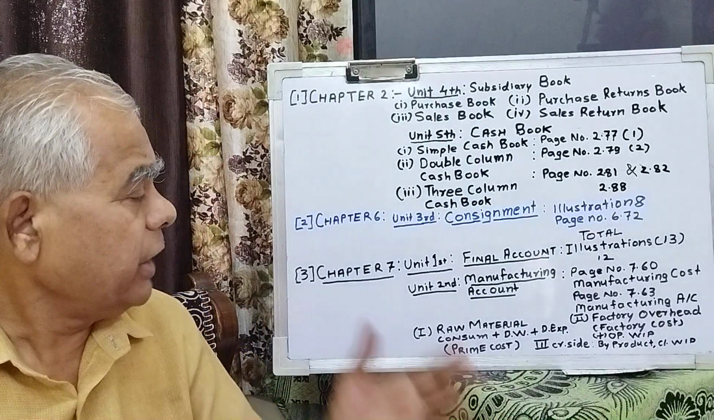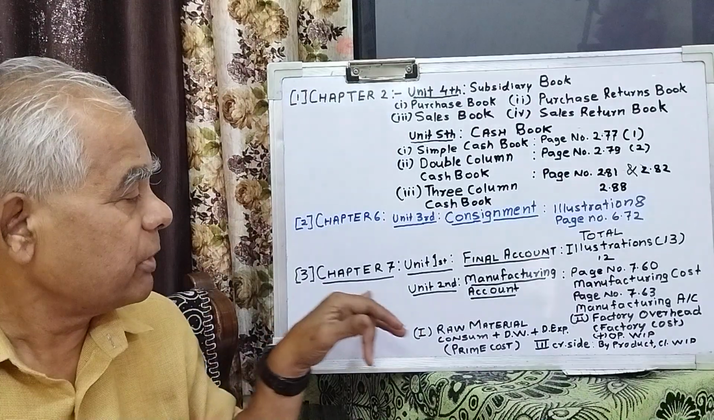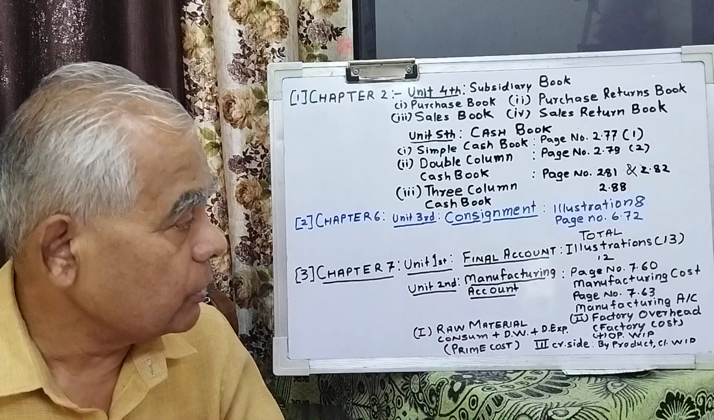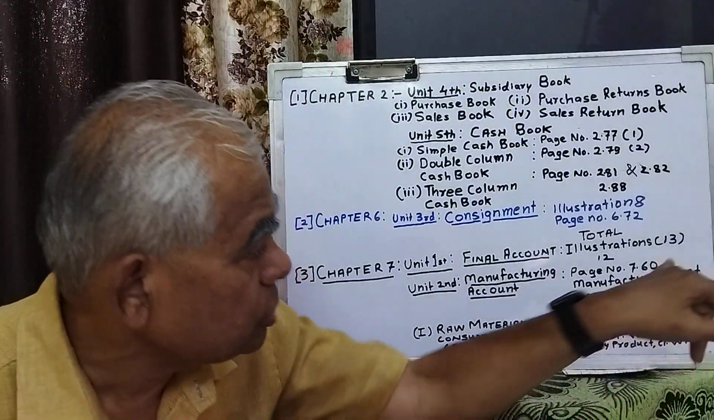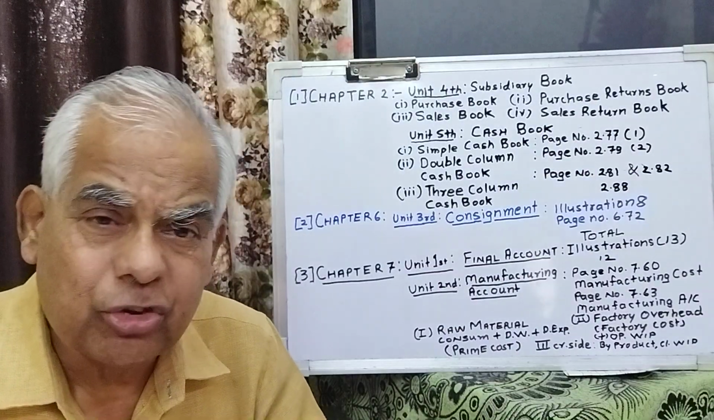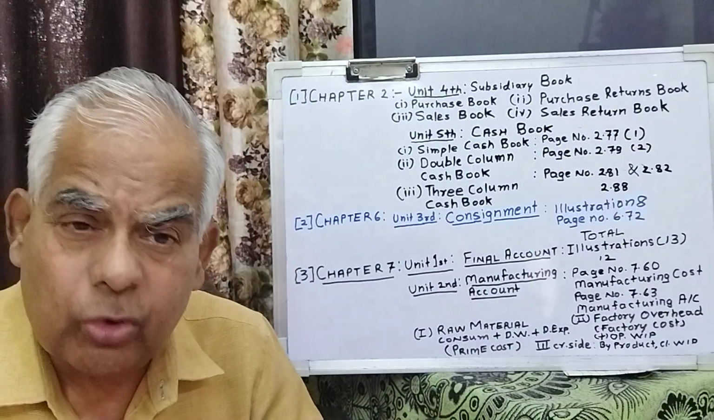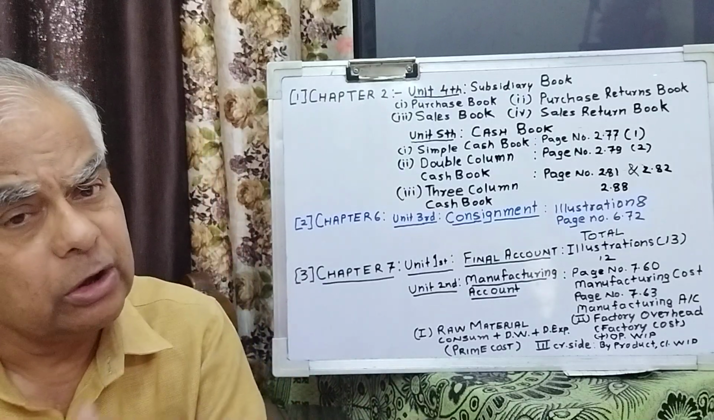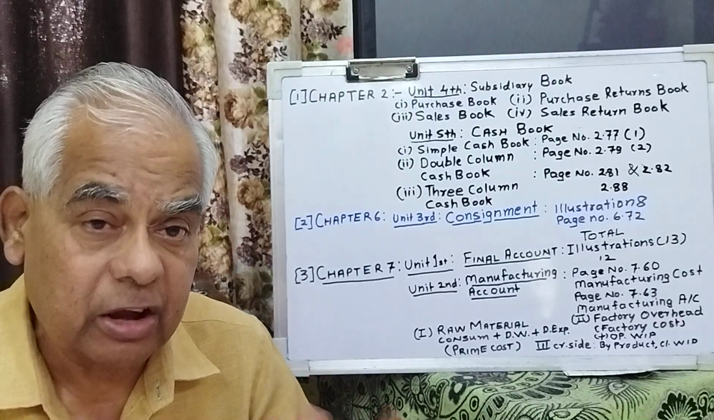Okay. Now next we are going to focus on chapter number 7, that is final account. In final account, a total of 13 illustrations are given. Go through them, whatever the adjustments may be. Already solutions are given. Think and work accordingly. Remember that practice is required.